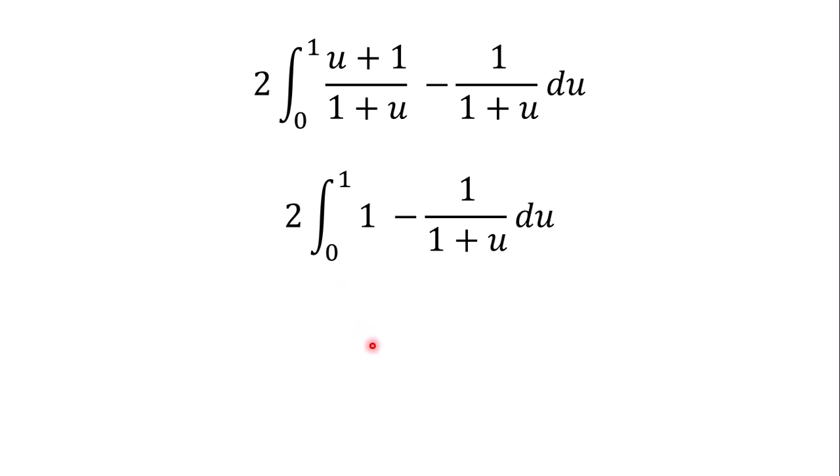Okay, so you're just going to get 2 multiplied by u minus natural log absolute value of 1 plus u. Good. Now let's open the bracket. Now this one times this one gives us 2u, and then this by this one gives us 2 times natural log of absolute value of 1 plus u.